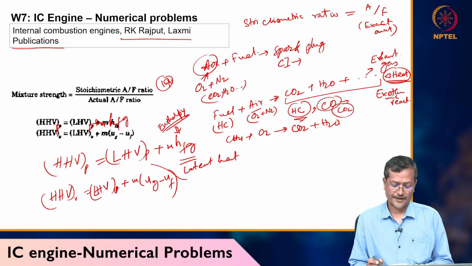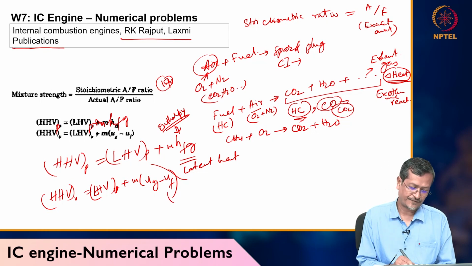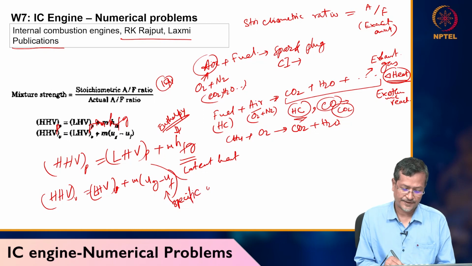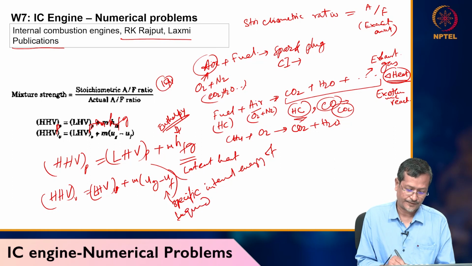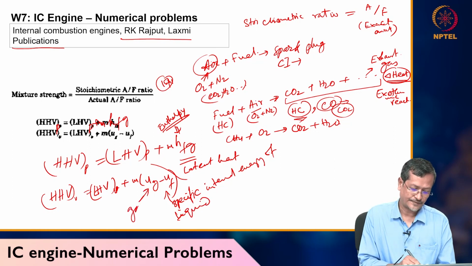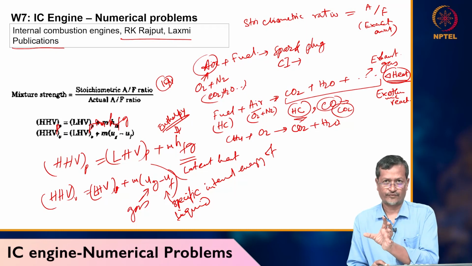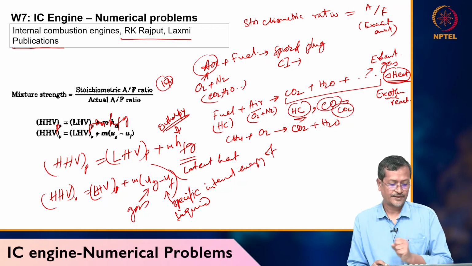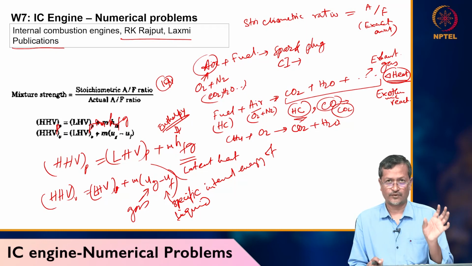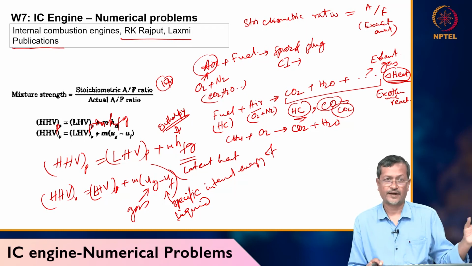This is the specific internal energy of a liquid, and this is the specific internal energy of gas. So the lower heating value plus this amount of energy that will be lost: if you add the lower heating value and the energy loss, that will be the higher heating value.